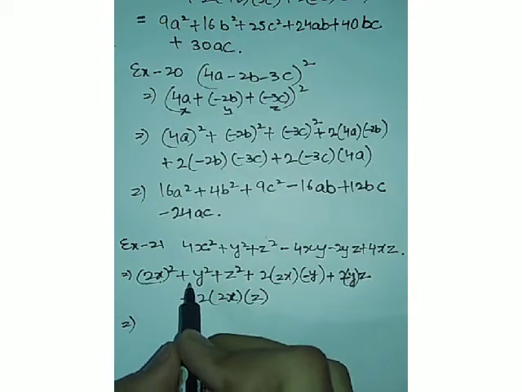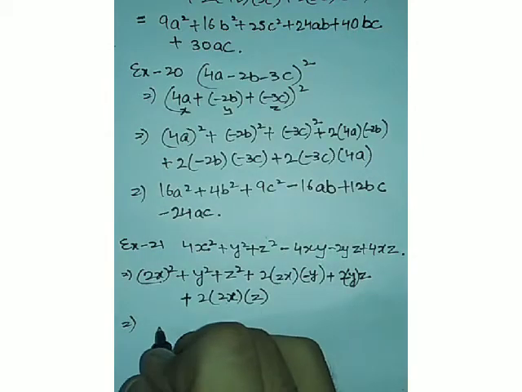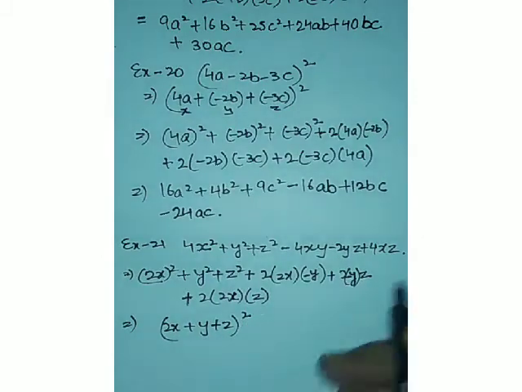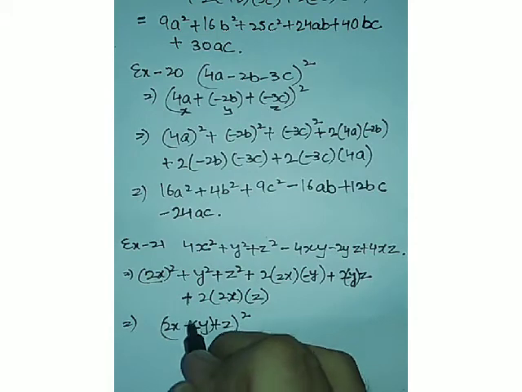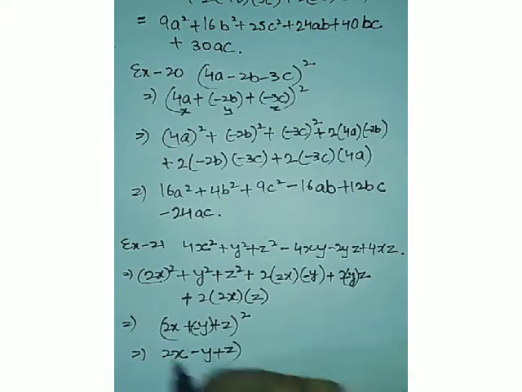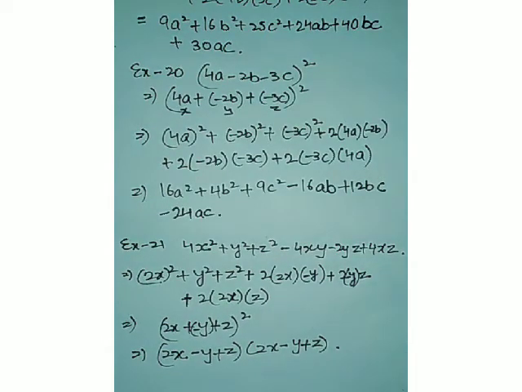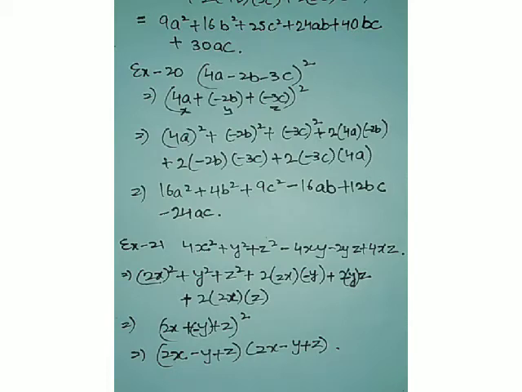Now x square plus y square plus z square plus 2xy plus 2yz plus 2xz means 2x plus y plus z whole square, right? Now here y is our negative y, so we can write it as 2x minus y plus z multiplied by 2x minus y plus z, right? So we have factorized it, we have made the factors. Now there are only 2 or 3 identities remaining and the examples related to them. So let's just do that and finish the exercise.